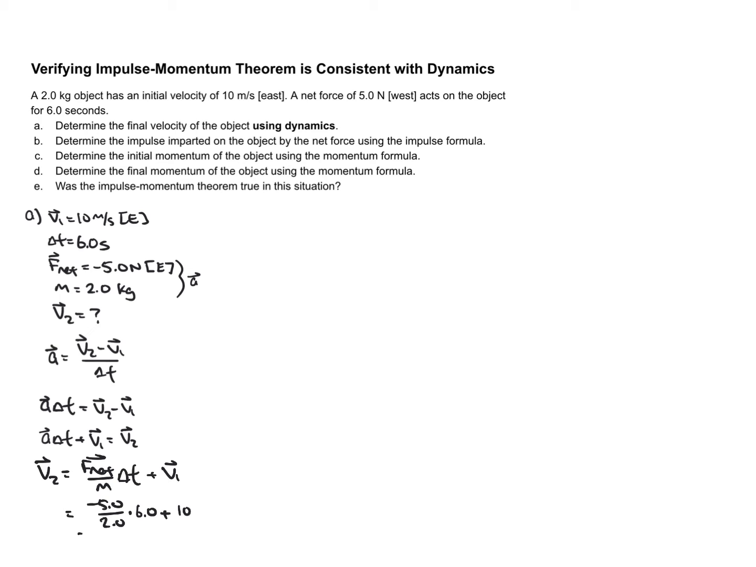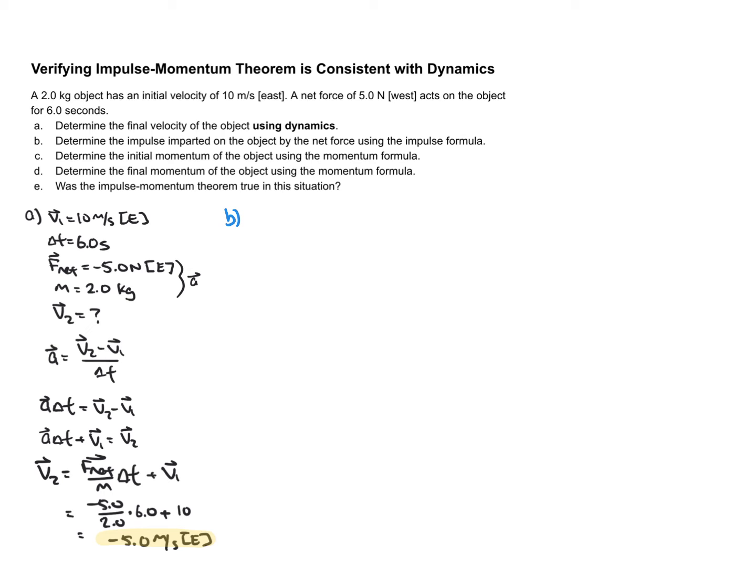Okay, I'll calculate all that out. It appears that it will be negative 5 meters per second east. So 5 meters per second west. That's the answer to A. And I believe what happens is we're going to try to verify that we get the same answer using impulse momentum. So let's go to part B.